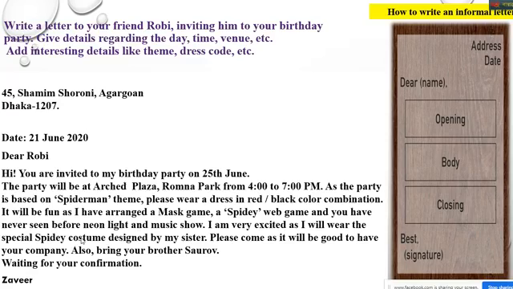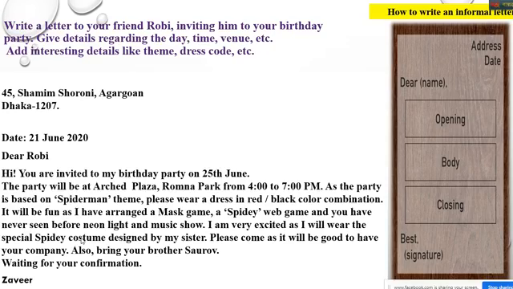So let's see what happens to the informal letter. Here is another sample letter I have given for you to understand better what formal and informal letters are. This is the example of an informal letter. Write a letter to your friend Robbie, inviting him to your birthday party. Give details regarding the day, time, venue, etc. Add interesting details like theme, dress code, etc. So this is the information on how you will write your letter.